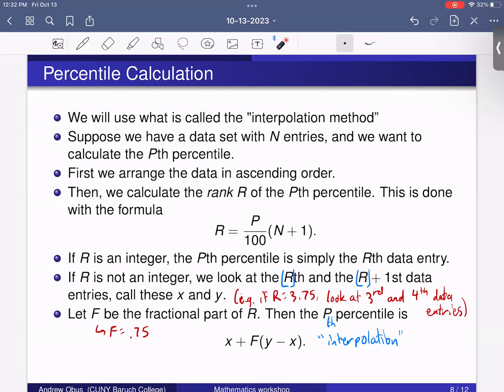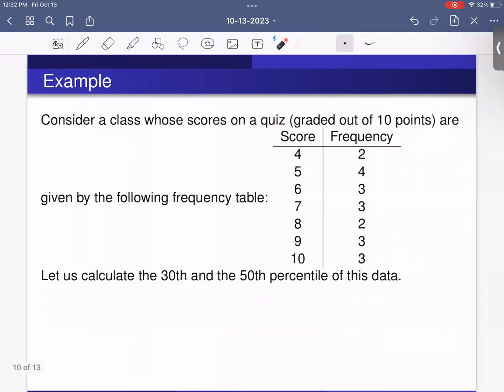So let's do it step by step, so we can get a little practice. Okay, so let's do an example. Let's consider a class whose scores on a quiz are given by the following frequency table. This is a quiz out of 10 points.